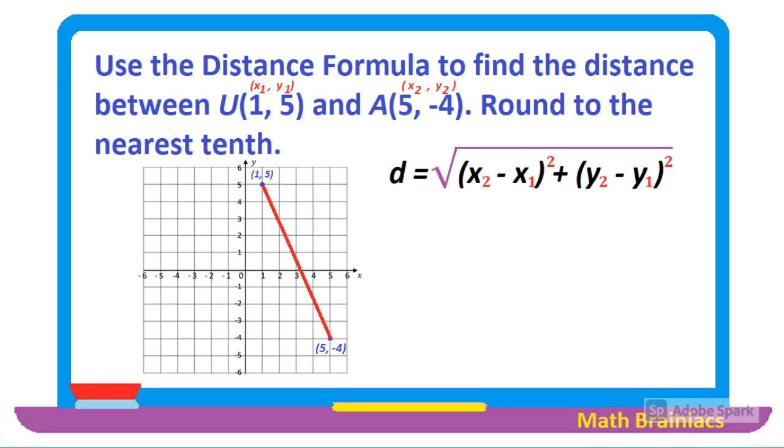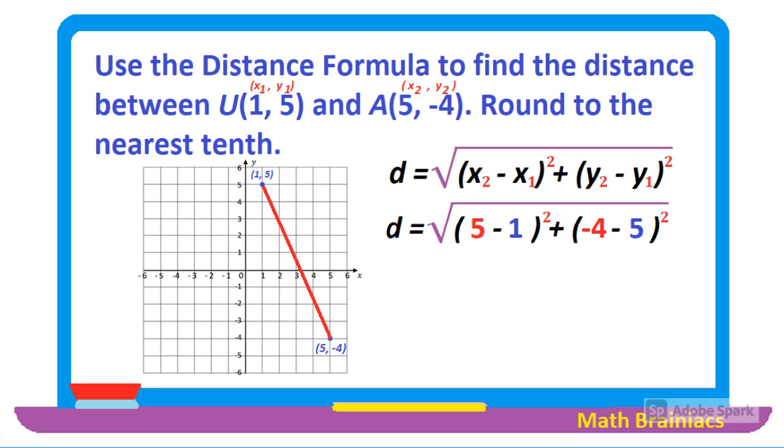Let us label the point Q as x1, y1 and point A as x2, y2 so that we're not going to interchange it when we are going to substitute it in the given equation. Consequently, substituting the given points in the equation, it will give us the square root of 5 minus 1 squared plus -4 minus 5 squared. 5 minus 1 is equal to 4 and -4 minus 5 is equal to -9.